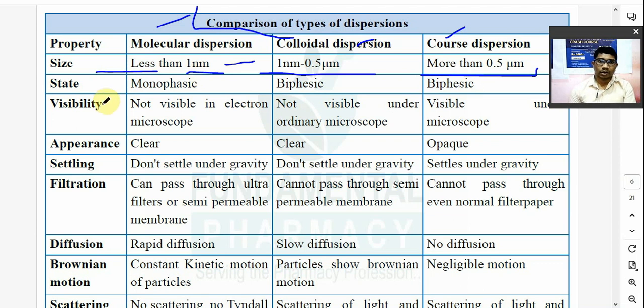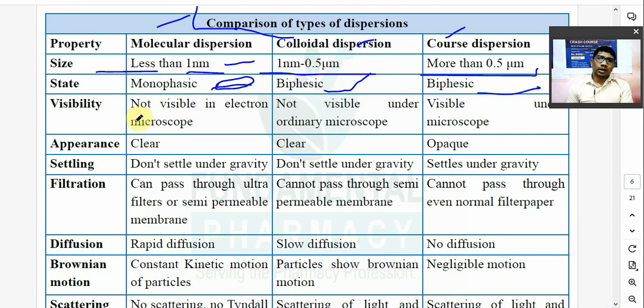Now what is the state? Molecular dispersion is a monophase, only one phase. It will look like a true solution but it is not a true solution. Molecular dispersion may look like a true solution but it is not a true solution. It is a monophase or simple one phase system. But in case of colloidal dispersion there are two phases, a biphase system, and coarse dispersion also has two phases, a biphase system.